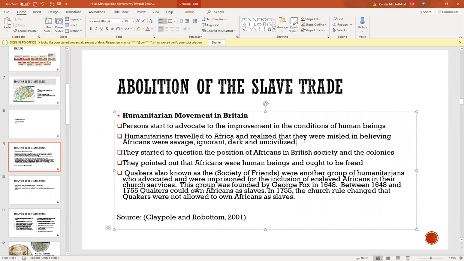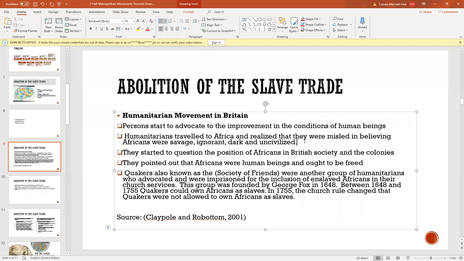Very good. And so, ladies, you are very correct. In the same way, the humanitarians, most of them never traveled before. And so when they start to travel and go to places like Africa, they realize that they were misled. The persons involved in the slave trade misled them. The entire country misled them about Africans. And they realize that the people are not stupid. They are not savage. They are not uncivilized.